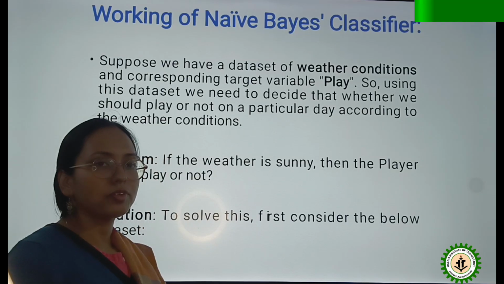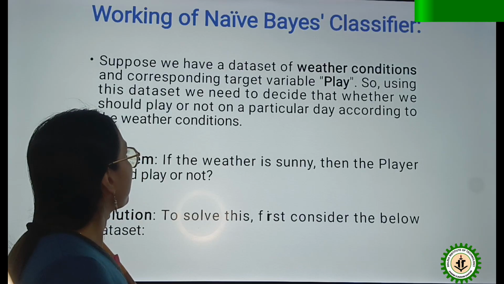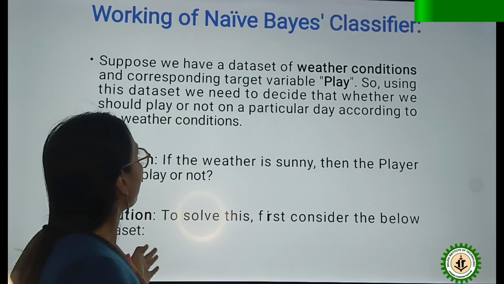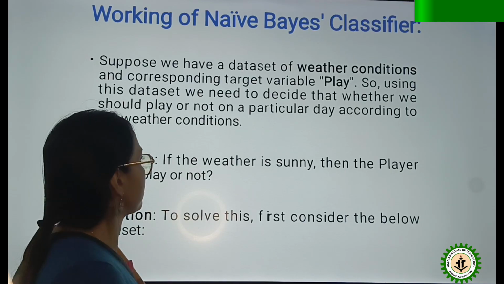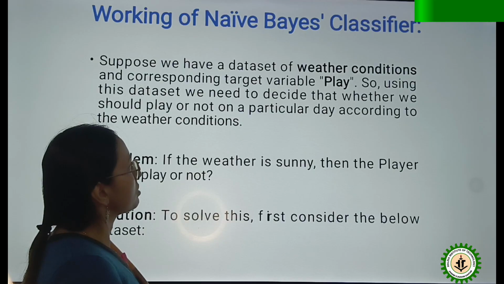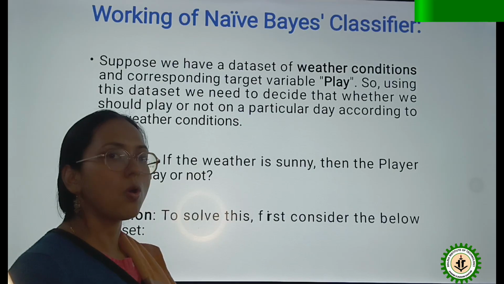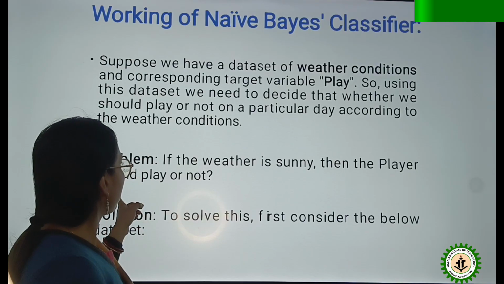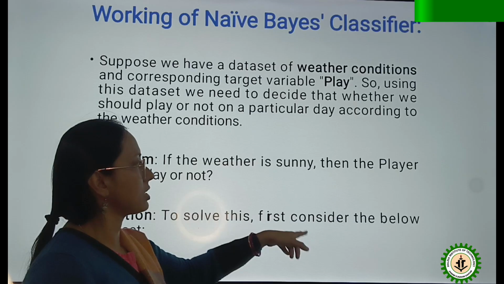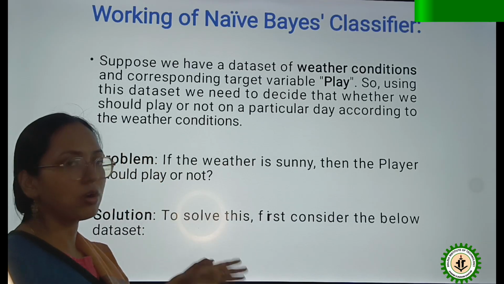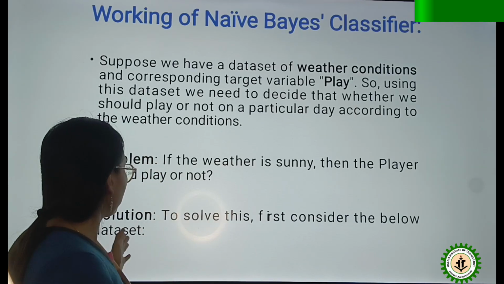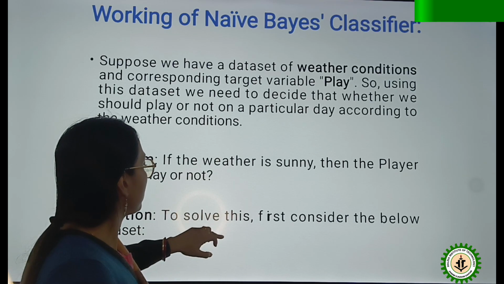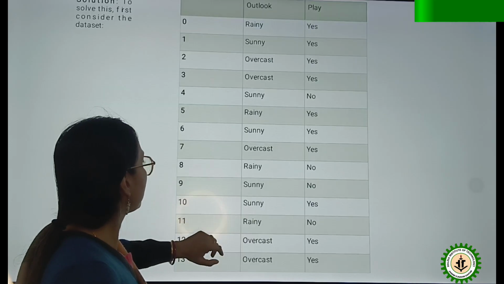So let us see with a real life dataset how it works. Suppose we have a dataset of weather conditions and the corresponding target variable play. So using this dataset we need to decide whether we should play or not on a particular day according to the weather conditions. Here the problem statement is: if the weather condition is sunny, then should the player play or not? This is the problem, and the solution is that we have to apply the naive-Bayes theorem on top of it. So how do we apply the steps?